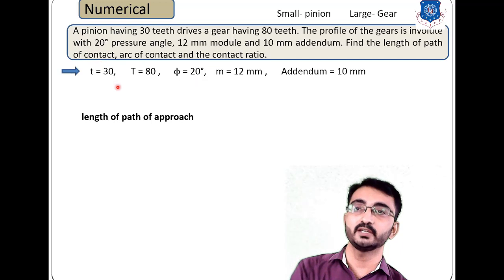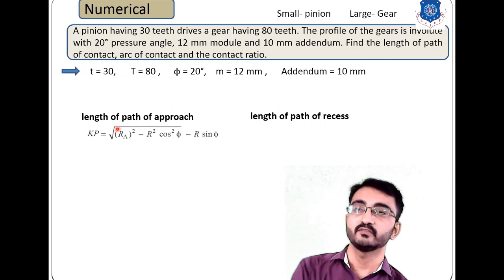Okay, so to calculate the length of path of contact, we have learned that it is made up of mainly two terms, that is length of path of approach plus length of path of recess. So if we add these two lengths, then we can calculate the length of path of contact. Now to calculate the length of path of approach, we have an equation, that is KP is equal to under root of Ra square minus R square cos square phi, minus R sin phi. Over here they have used capital notations. So whenever a small and a large gear are given, the small will be known as the pinion and the large will be known as the gear.